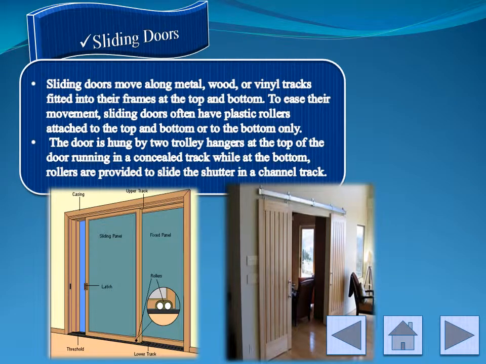Next one is also sliding doors. Sliding doors move along metal, wood or vinyl tracks fitted into their frames at the top and bottom. To ease the movement, sliding doors often have plastic rollers attached to the top and bottom or to the body handle. The door is hung by 2 trolley hangers at the top of the door, one in a console track, one at the bottom. Rollers are provided to slide the shutter in a channel track.